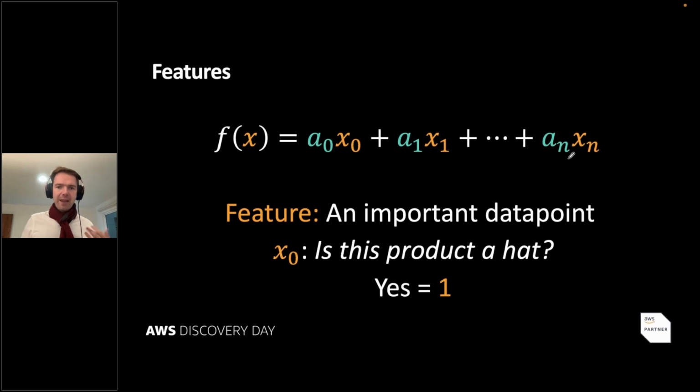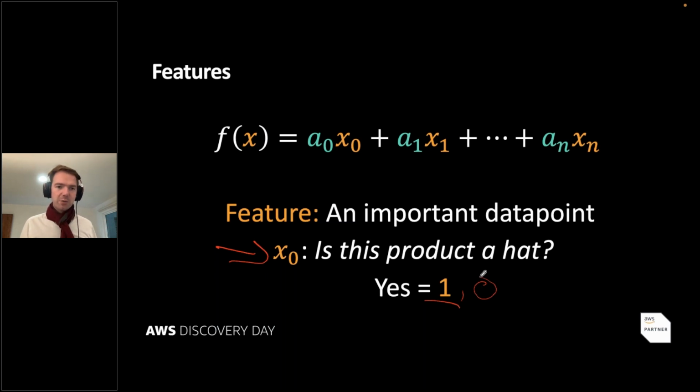A feature is something that is identified as an important part in our algorithm. For instance, if you have this recommendation website, you're selling some accessories, maybe a feature for us could be: is the product that was sold a hat? So if we sold a hat, the value is going to be 1. If the product was not a hat, the value is going to be a 0. So this is going to be our feature 1.